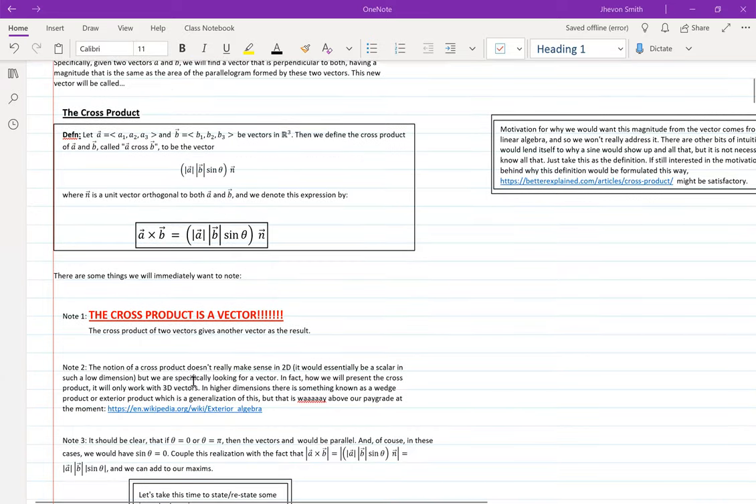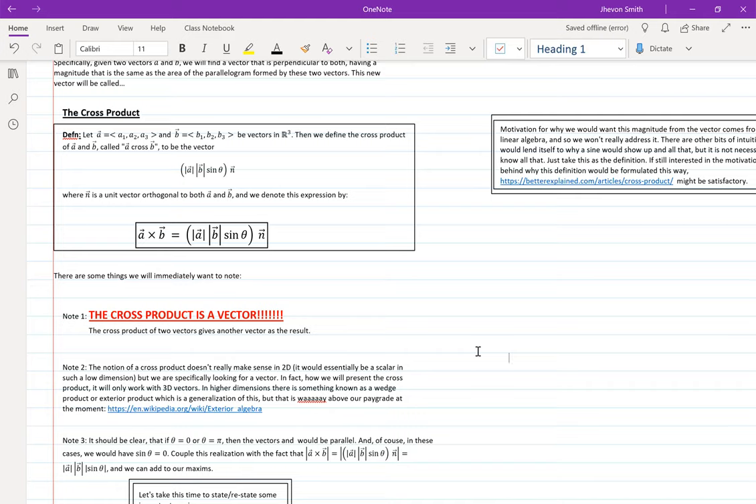Here are some other things I want you to note. The notion of a cross product as we'll do it is specifically for three dimensions. A cross product does not really make sense in two dimensions. If you could define something like a cross product in two dimensions, it actually wouldn't be a vector. It would actually be the area of the parallelogram. So that doesn't make too much sense for us.